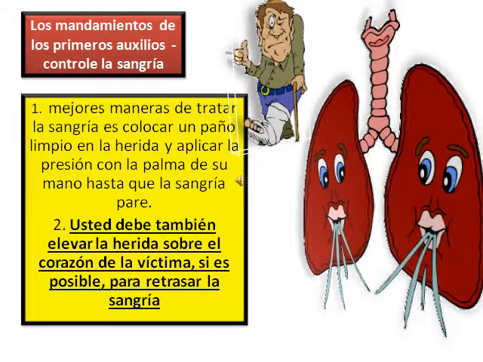One of the best ways to treat bleeding is to place a clean cloth on the wound and apply pressure with the palm of your hand until the bleeding stops. You should also elevate the wound above the victim's heart, if possible, to slow down the rate of bleeding.